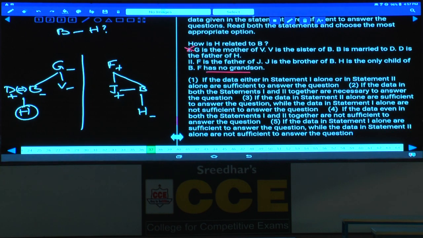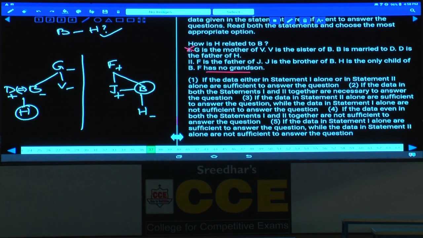Then are we getting the answer or not? Now in condition number 2, are we getting the gender of this B? B's gender is not known here. As B's gender is not known, are we getting the answer or not? Yes. Why? Because the question is about H rather than B. How is this H related to B? H is the daughter of B. B could be either the father or the mother. We are not bothered about B, but we are bothered about H.